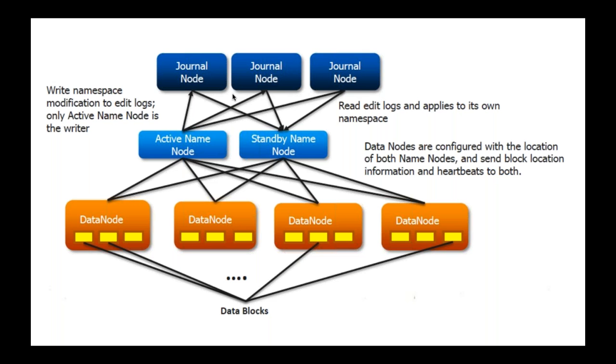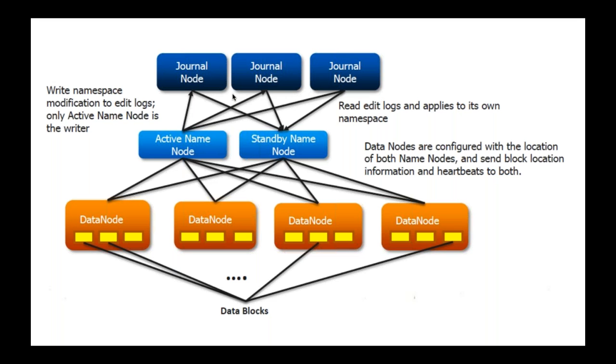So one active node always writes the transactions because that is doing its job. And the rest of the standby nodes are in read-only mode. They update their edit logs, copying from the journal node. Standby name nodes always read the data. The active name node writes the data. Understand?